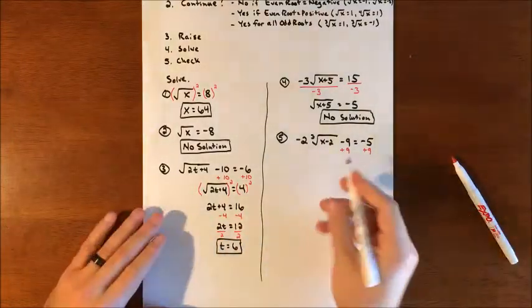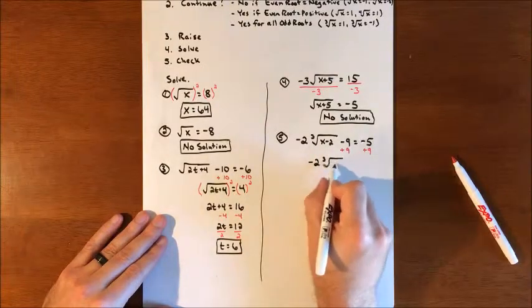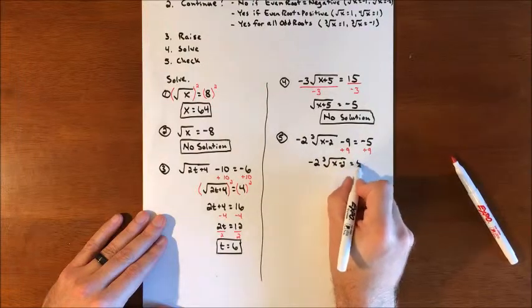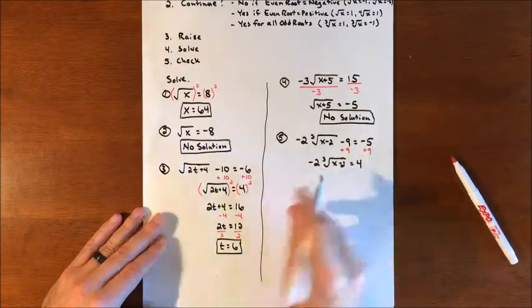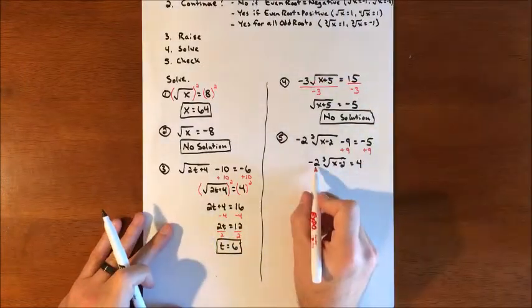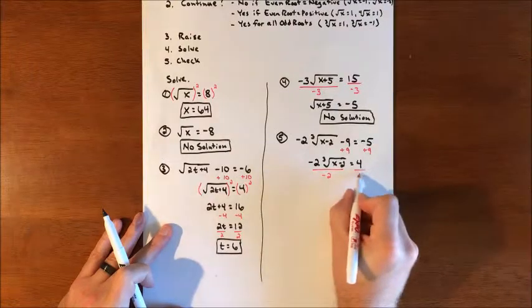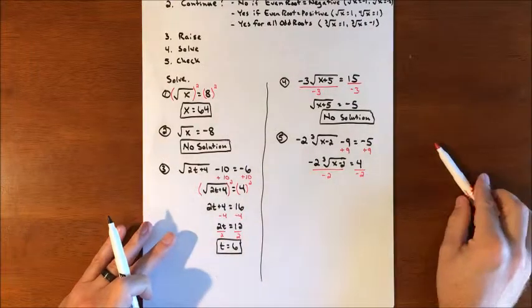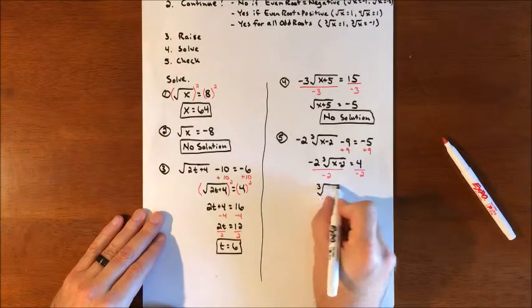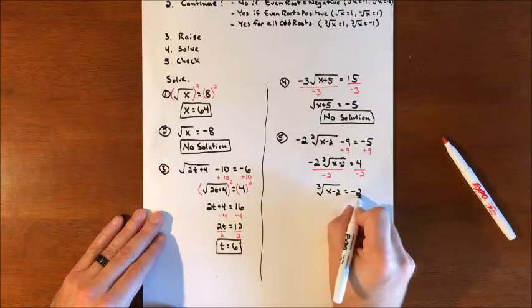That's going to leave us with negative 2 times the cube root of x minus 2 equals 4. All right, same thing that we had up here. We need to get rid of that multiplication. We need to get rid of the multiplication of negative 2. So we're going to divide by negative 2. So that will leave us with the cube root of x minus 2 equals negative 2.